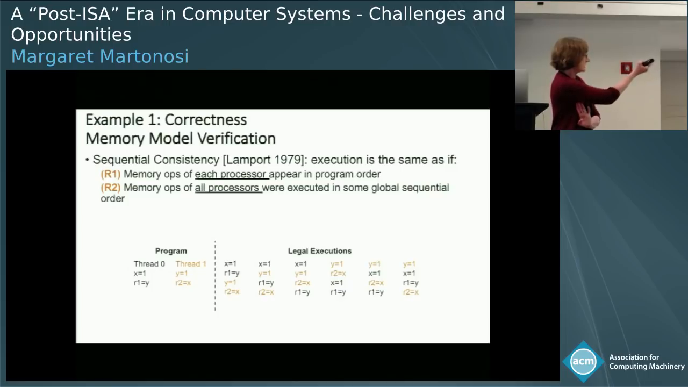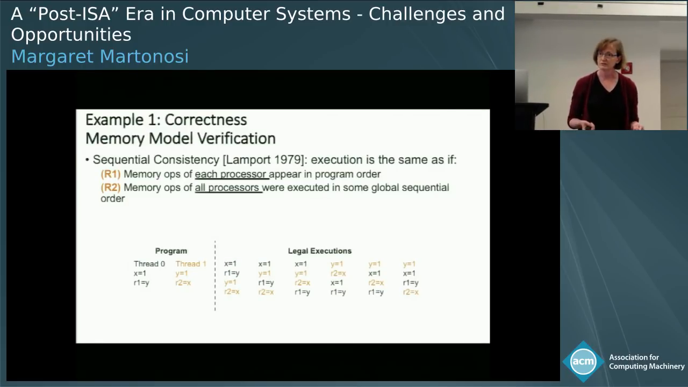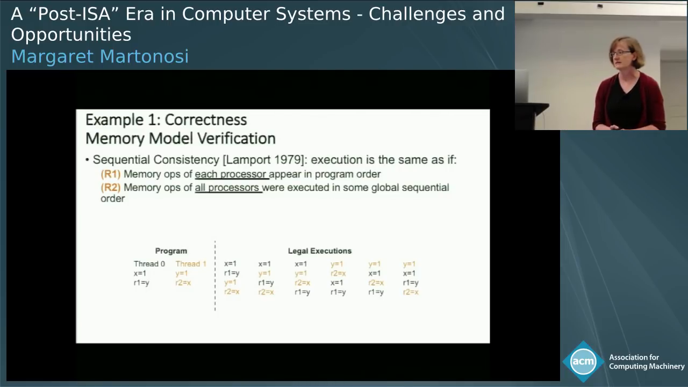And so for the tiny little program on the left there with 2 threads and 2 instructions per thread, there are 6 legal executions. There's 6 ways of interleaving those instructions that maintain program order within threads and that let all the processors agree on some global order. And that would be nice, but there's a lot of hardware microarchitectural optimizations we would like to do for which we cannot naturally sustain sequential consistency.